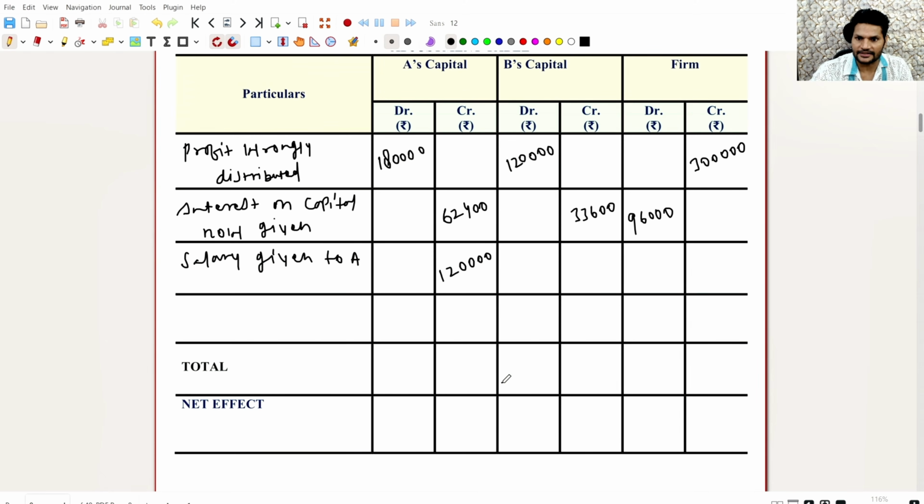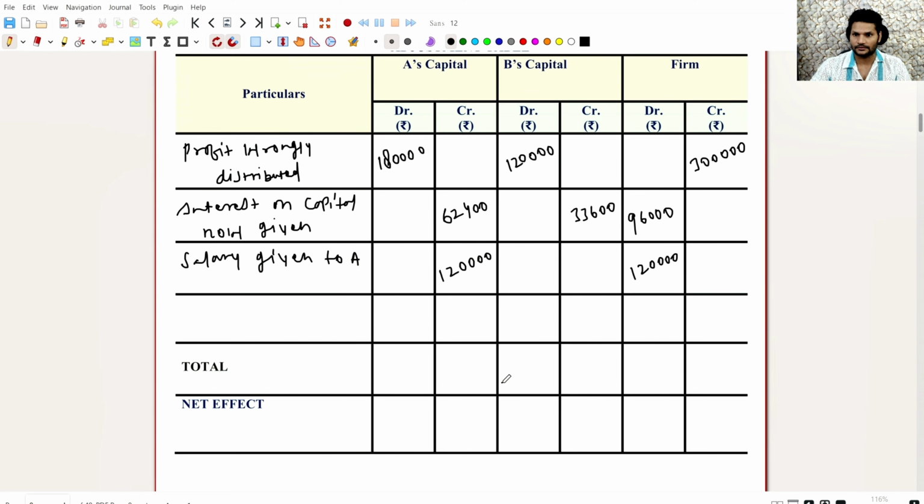Okay. And the same will be debited to firm account, 120,000. Good, great. Now, we have given interest on capital, we have given salary to A. Now, what you have to do is check, is there any remaining profit available? Yes. So the credit side of the firm account is 3 lakh, and the debit side of the firm account, what is the total value? 2,16,000.